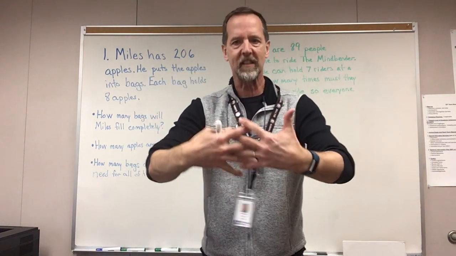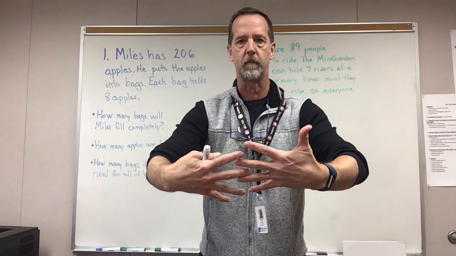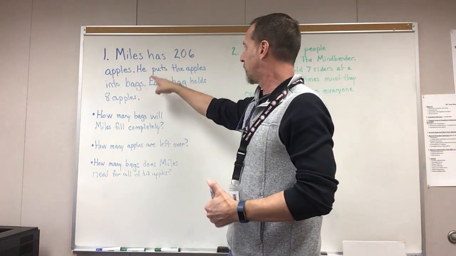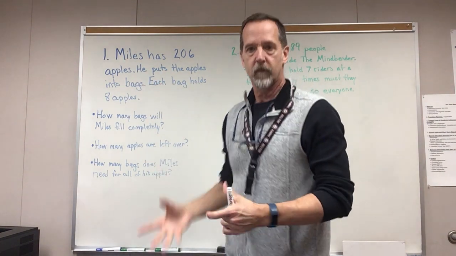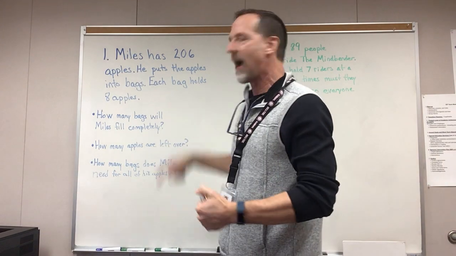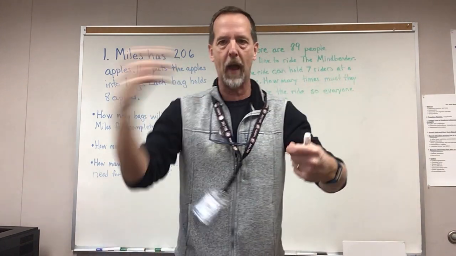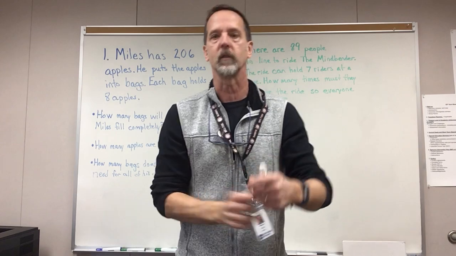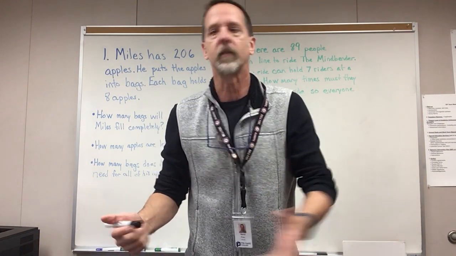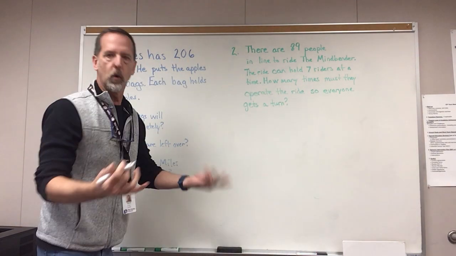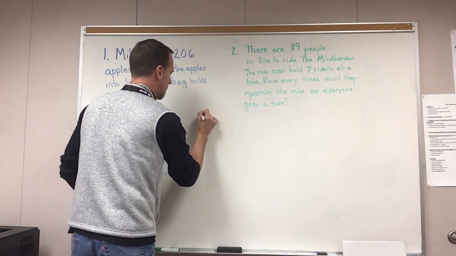He has 206 apples. There they are. They're in front of him. He puts the apples into bags. Okay, he's going to start putting them into bags. Each bag holds 8 apples. So he takes the first bag, what goes in it? 8 apples. Next bag, what goes in it? 8 apples. Next bag, what goes in it? 8 apples. He's taking 206 and he's putting it into smaller groups of 8. That's division. Okay? So we're going to start by doing 206 divided by 8.